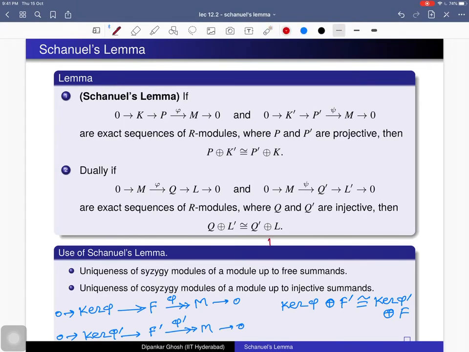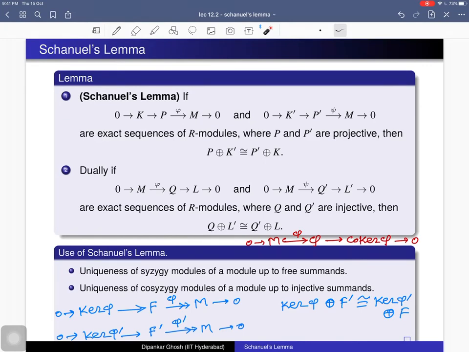For injective modules we have proved that any R module M is a submodule of some injective R module. In other words, you can have an injective R module Q such that from M to Q you have an injective module homomorphism. If we denote this by phi, then we can take the co-kernel of phi, and this will give a short exact sequence. This co-kernel we call the co-syzygy module.